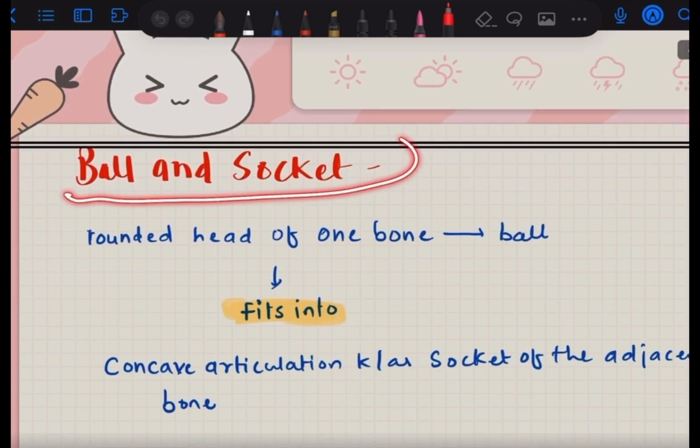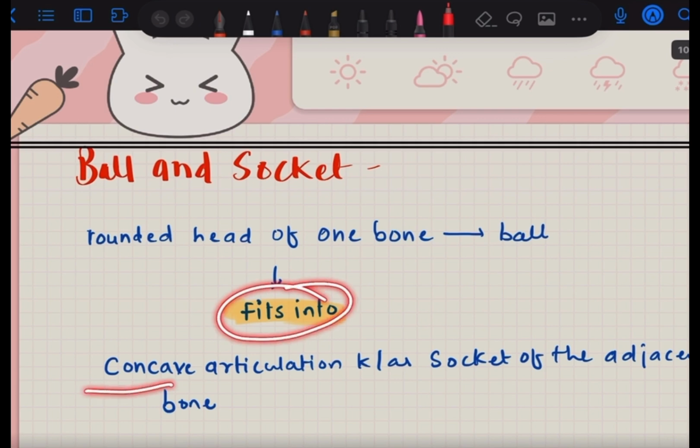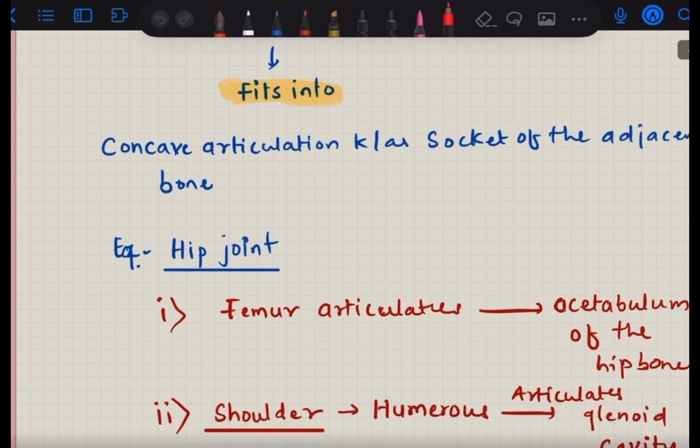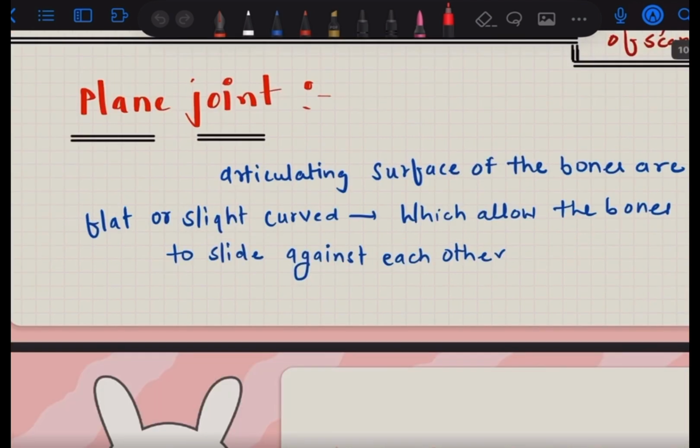Then ball and socket joint. This is the most common joint found in the body. It has a rounded head of one bone, which is called the ball, which will fit into a concave articulation known as the socket of the adjacent bone. For example, in the hip joint, the femur will articulate with the acetabular cavity of the hip bone, and in the shoulder, the humerus will articulate with the glenoid cavity of the scapula.